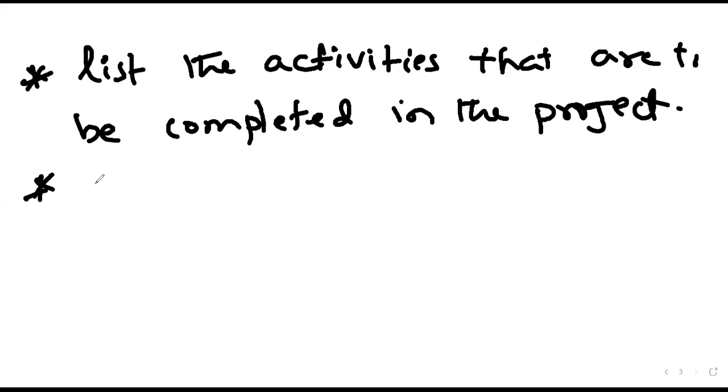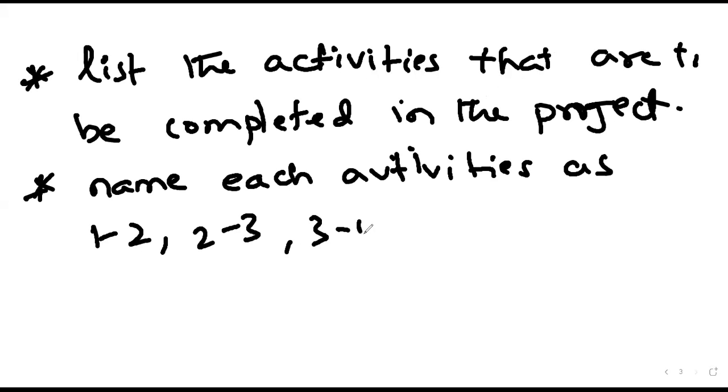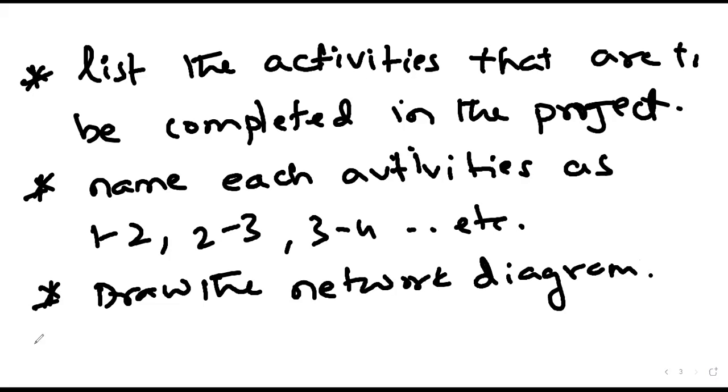Once the list is complete, name each activity as 1-2, 2-3, 3-4, etc. Once this is done, draw the network diagram. Draw the network diagram for this.